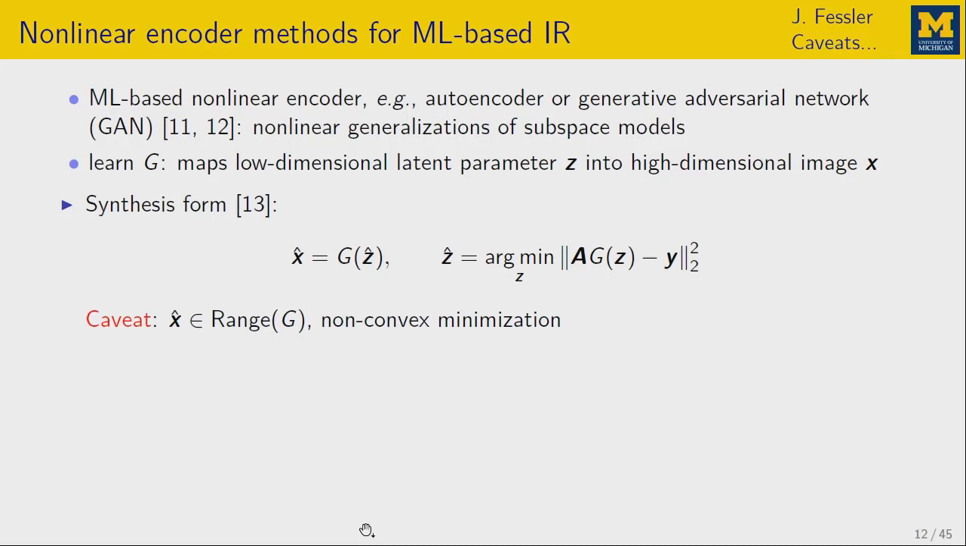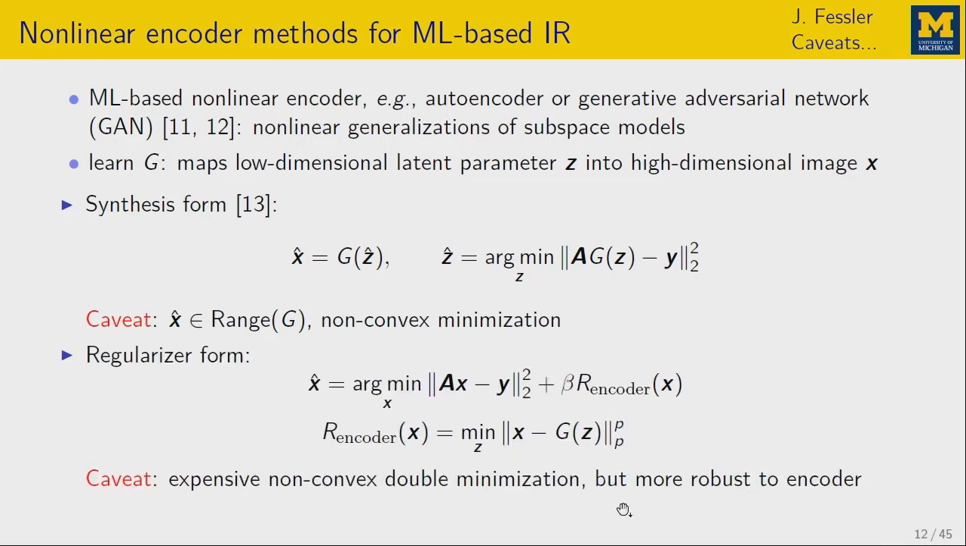The caveat of doing image reconstruction this way is you're going to get an image in the range of your generator, and if your generator can't describe the full space of images of interest, you're going to be missing some details. And this is, in general, a highly challenging non-convex minimization problem. An alternative that I find more appealing is to use the generator as a form of regularizer. So we're going to minimize a data fit term plus an encoder-based regularizer that takes each candidate image x and compares it to the output of a generator for some set of latent parameters that need to be minimized. This provides you the opportunity to be robust to incompleteness, if you will, of your generator model, but it does lead to a more complicated double minimization problem, because now you're both minimizing over the image and minimizing over the latent parameters. So that is not going to save you computation.